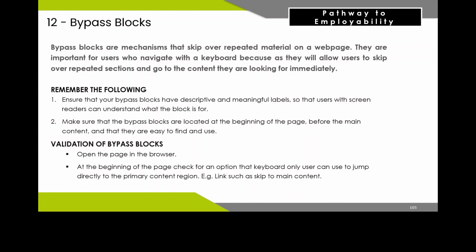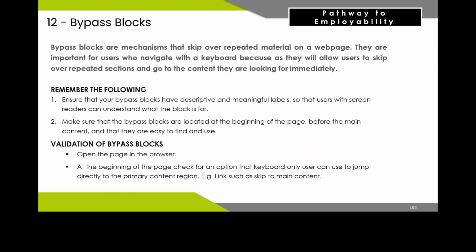Hence, bypass blocks are mechanisms that skip over repeated material on a web page. They are important for users who navigate with a keyboard because they allow users to skip over repeated sections and go to the content they are looking for immediately. Remember the following. Ensure that your bypass blocks have descriptive and meaningful labels, so that users with screen readers can understand what the block is for. Make sure that the bypass blocks are located at the beginning of the page, before the main content, and that they are easy to find and use.